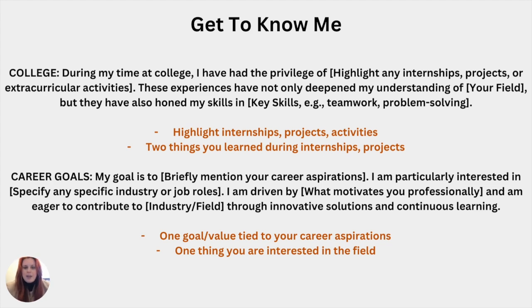Next up, the second paragraph is going to focus more on your career goals. So you're going to write 1 goal or value tied to your career aspirations, and then 1 thing that you are interested in within the field. So here's an example of this. My goal is to, and this is where you're going to briefly mention your career aspirations. I am particularly interested in, and you're going to specify any specific industry or roles. I am driven by what motivates you professionally, and I am eager to contribute to blank field through innovative solutions and continuous learning. Now that's where you're going to put more so why you're interested in that field. I would put 1 or 2 reasons why.